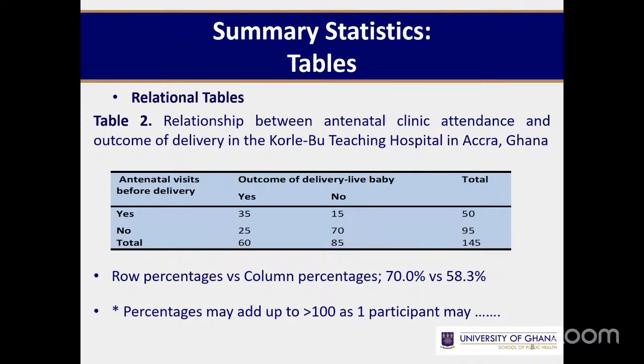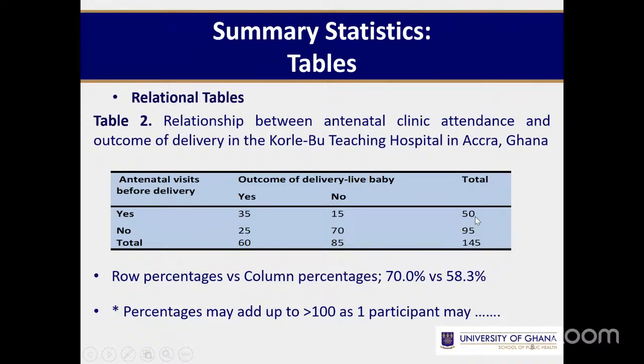All right. So if you are dealing with row percentages, then we can say that out of the 50 study participants who attended ANC before delivery, 70% of them had live delivery. Is this correct? Yes, that's correct. Good. So this is what we call row percentages. Row percentages being that the denominator is from the row sum.